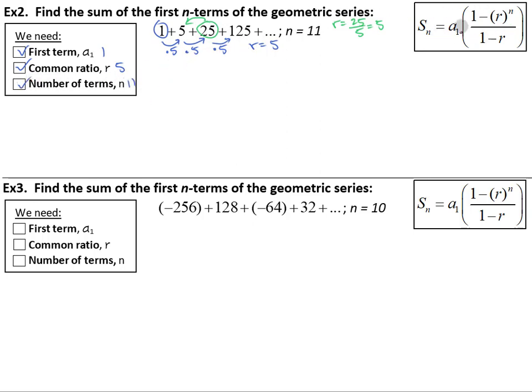Okay, so now we can go to our formula and start plugging in. The sum of the first 11 terms equals the first term, which is 1, times parentheses, in this big fraction, 1 minus the common ratio in parentheses to the nth power, so to the 11th power, all over 1 minus the common ratio. Now again, rather than calculating that all by hand, let's go to our calculator.